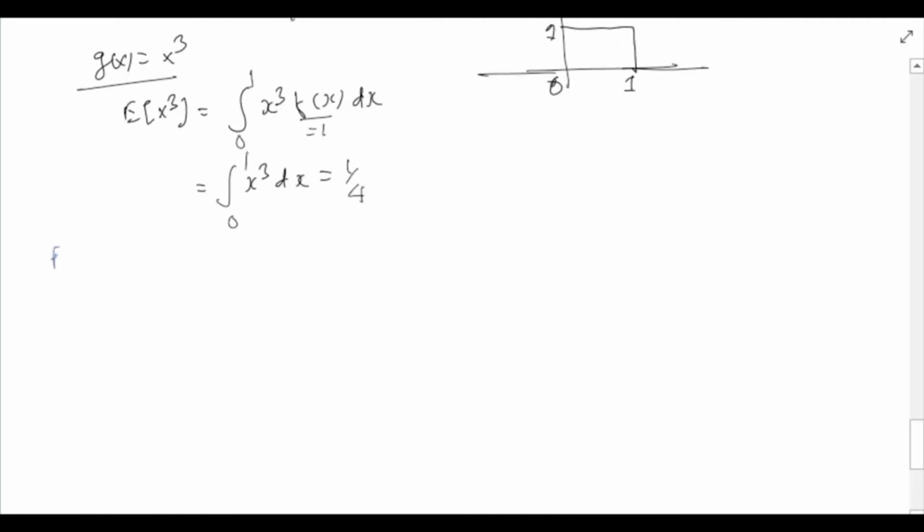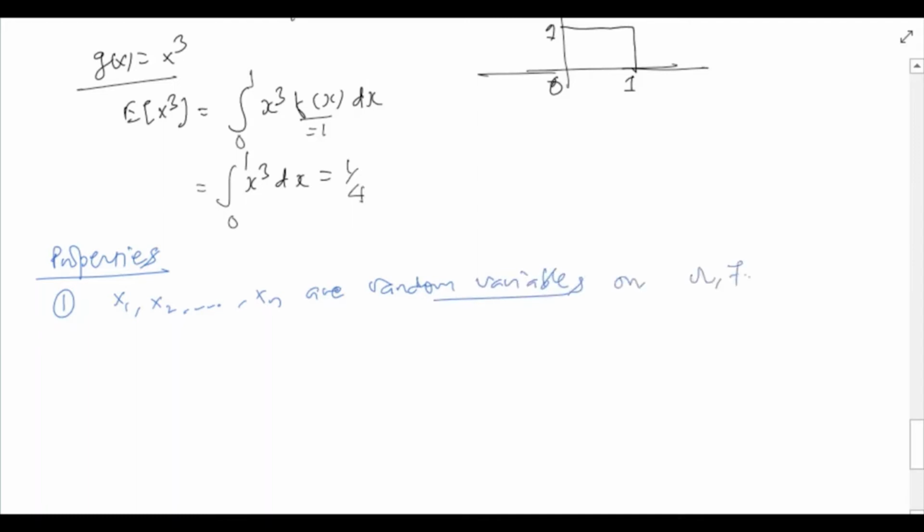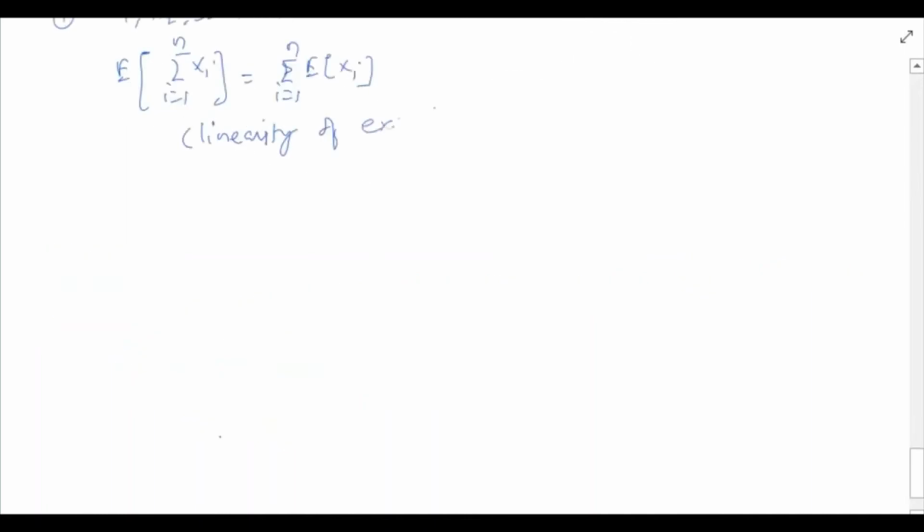Let us now see a few properties of expectation. Suppose X1, X2, ..., Xn are random variables defined on the same probability space, say omega, F, P. Then their summation, i equals 1 to n of Xi, is also a random variable, and expectation of this new random variable is the sum of expectations of individual random variables. This property is called linearity of expectation. This is quite a useful property, and in fact we will see one of its uses very soon.